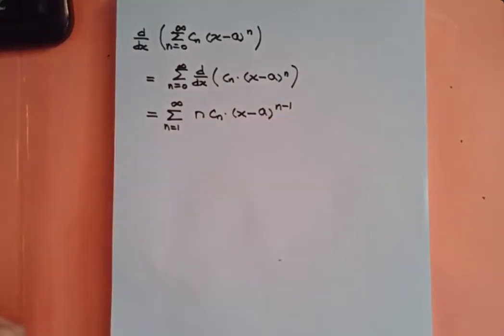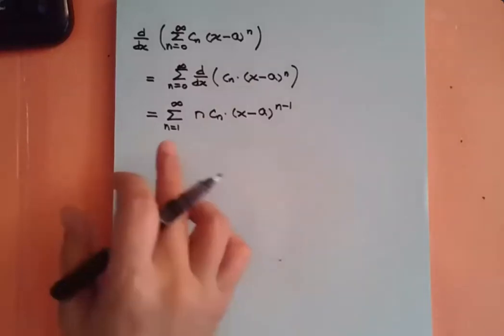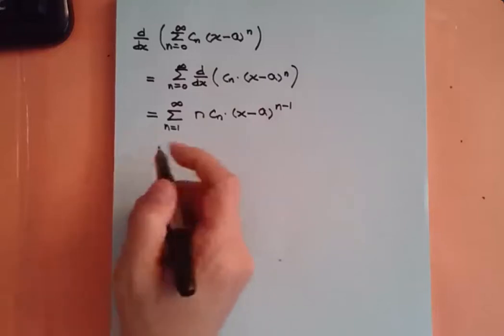So that's just the regular differentiation. When n equals 0, it vanishes, so we start from n equals 1.